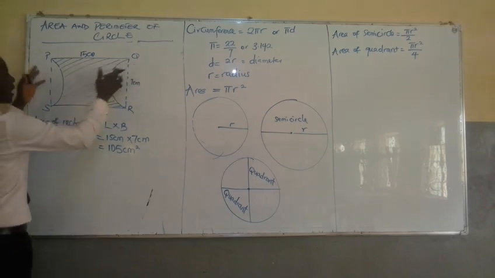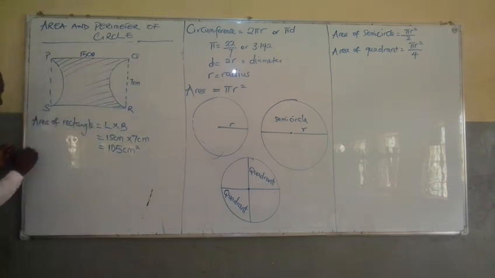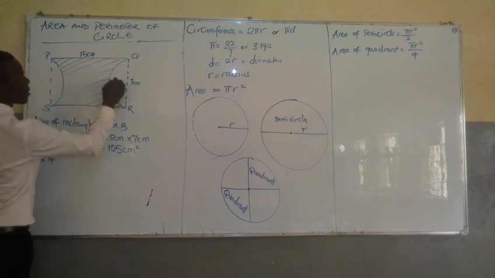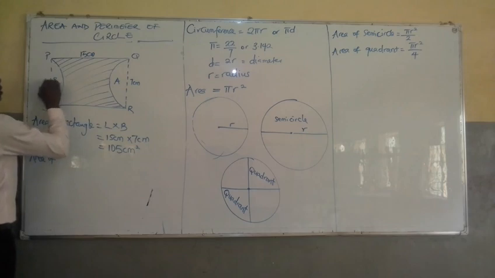So that's the entire area of this rectangle. Now, how about finding the area of the semicircle? Maybe I should call this semicircle A and call this B.